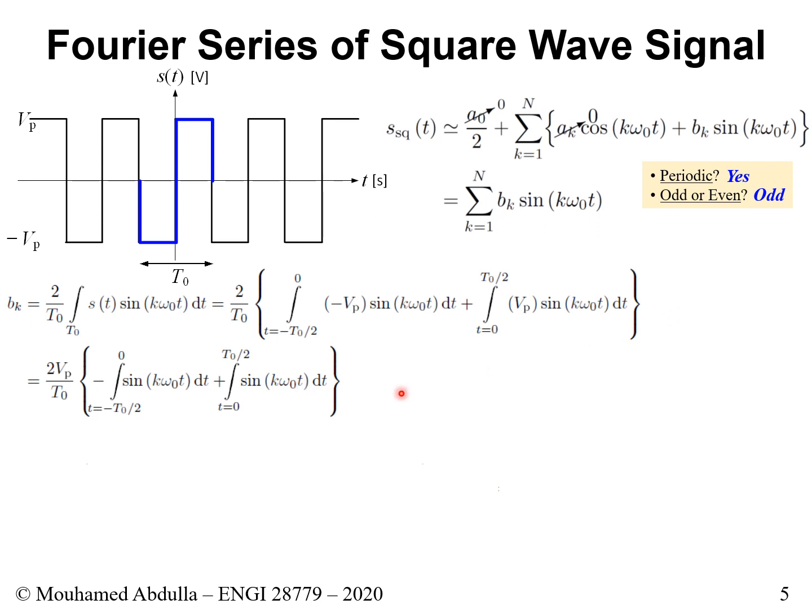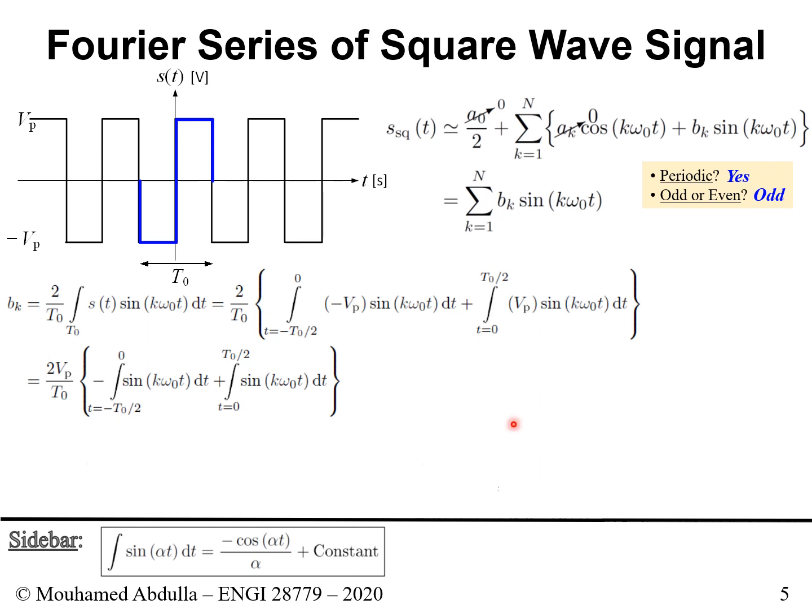It's straightforward. Now the question is, how do we integrate a sinusoidal? Well, if you remember from calculus, if you take the derivative of a sine, you get cosine. And if you take the derivative of a cosine, you get minus sine. Therefore, if you integrate sine, you get minus cosine, and of course you have a constant. This k omega naught is just a constant in the integration. I'm not going to go through this; it's something you've seen in calculus. But basically, this is what we're invoking.